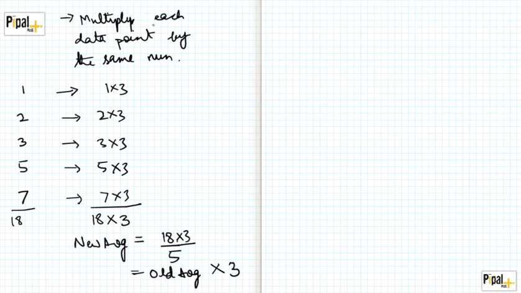And similarly for division, let's say if we had, instead of doing 1 into 3, we had done 1 divided by 3, 2 divided by 3 and so on, then the new average would have become 18 divided by 3 and divided by 5. So the new average would have been the old average divided by 3.